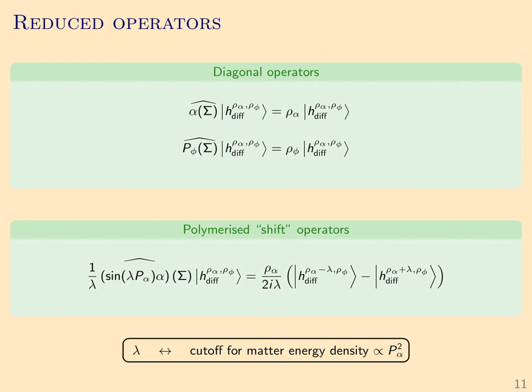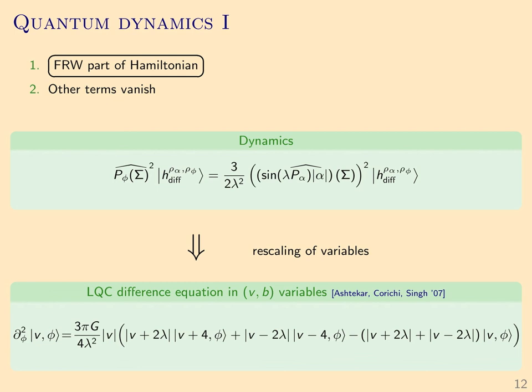So here on slide number 12 we study the quantum dynamics, and we're going to do this in two steps. The first step will be that we look at the Friedmann-Robertson-Walker part of the Hamiltonian constraint. What this means is that we just look at the terms in the Hamiltonian constraint which we retain when we reduce to Friedmann-Robertson-Walker. In the second step, we will look at the other terms, and our strategy will then be to extract the dynamics from this Friedmann-Robertson-Walker part and show that the other terms vanish on our reduced states.